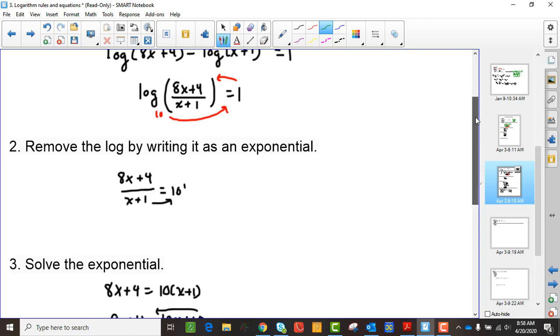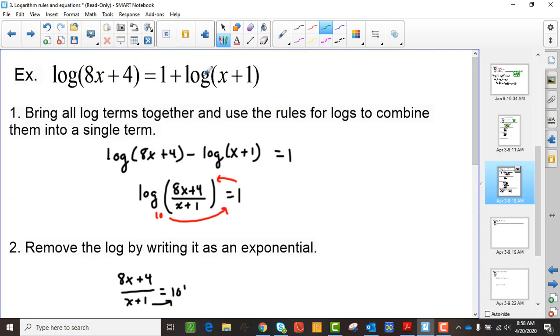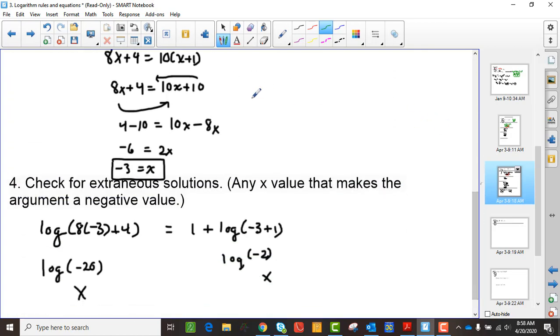So it works, but it doesn't work in the original function. So you always have to go back and check. And because it's my only solution and it doesn't work, I say the actual answer is that there is no solution. There's no viable solution. This is an extraneous solution. So it's a nice answer, but it doesn't work in the original question.